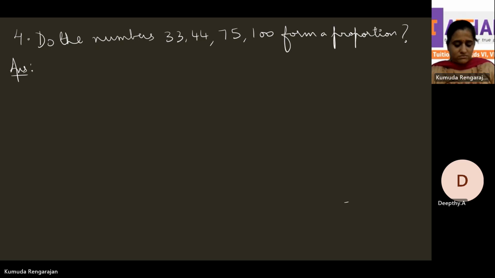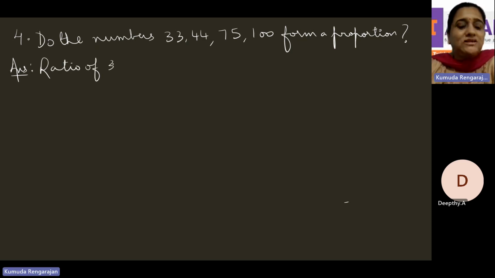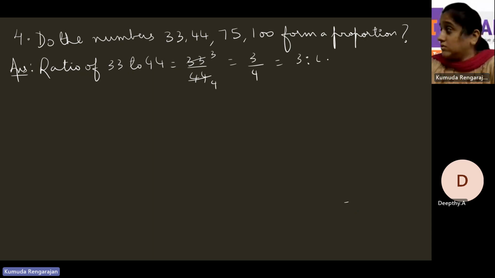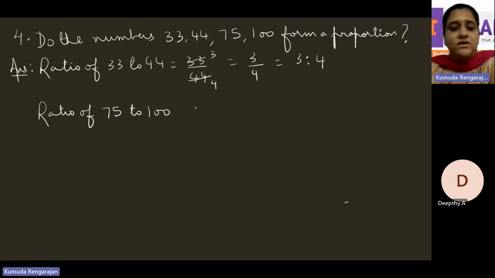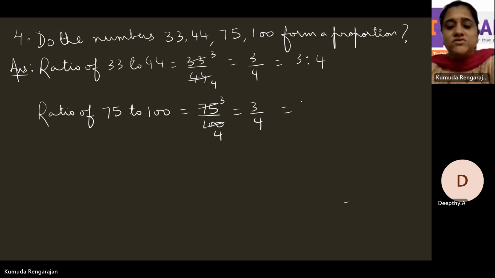No, we do together. First, what should you find? Very good. Ratio of 33 to 44 is equal to what? 33 by 44, which is 11 threes, 11 fours, so 3 by 4 or 3 is to 4. Correct? Then the ratio of 75 to 100, which is 75 by 100. So now you can use the tables of 25. 25 threes are, 25 fours are, correct? 3 by 4, which is 3 is to 4.